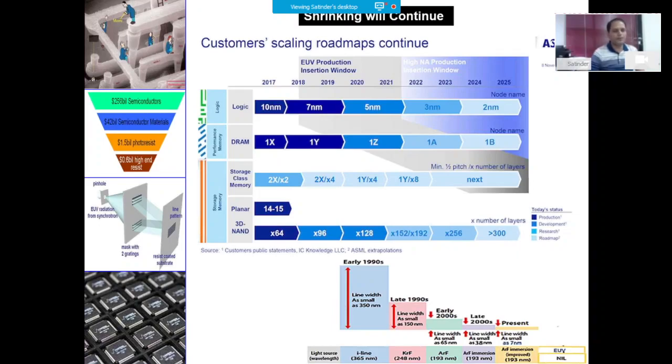So from the previous slide, you can take home that this shrinkage will continue. The feature size shrinkage, which has been going on for the last couple of decades, will continue for the next couple of decades, because that is a demand from the industry and from society, and industry is meeting that demand. Here you can see that logic. Nowadays we are talking about 10 nanometer, 7 nanometer, 5 nanometer, and then 3 nanometer, 2 nanometer also. So it is going to approach 1 nanometer, 0 nanometer one day.